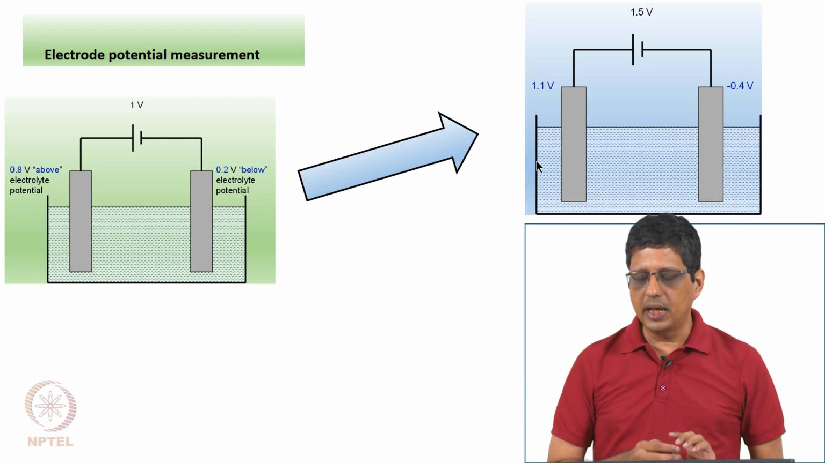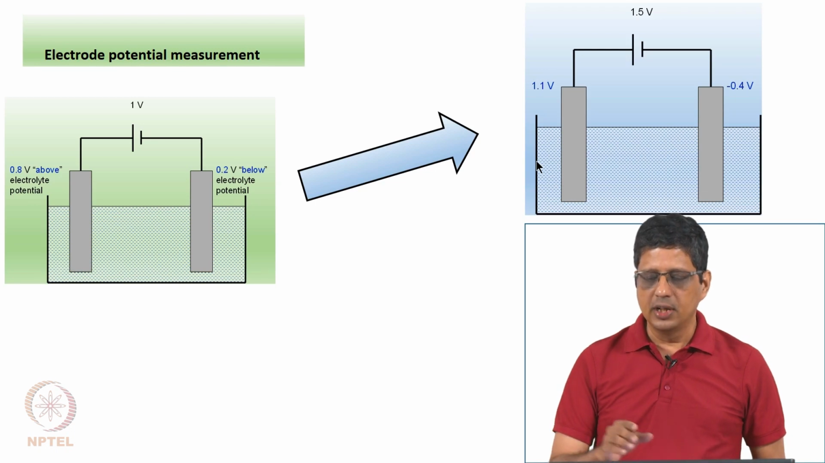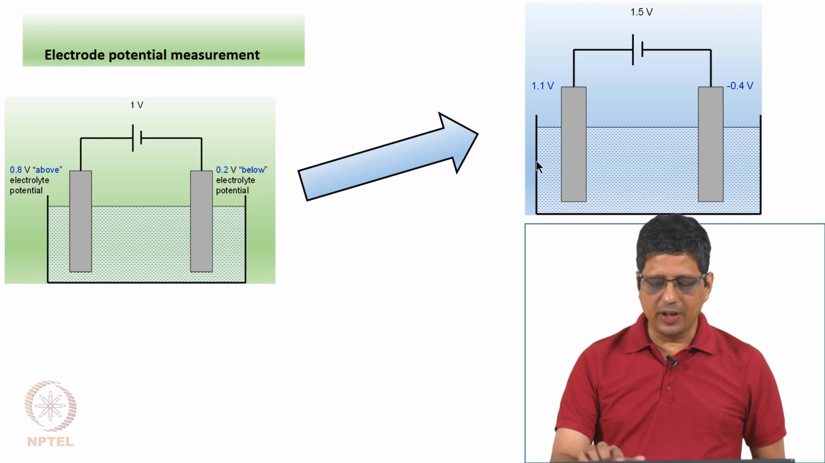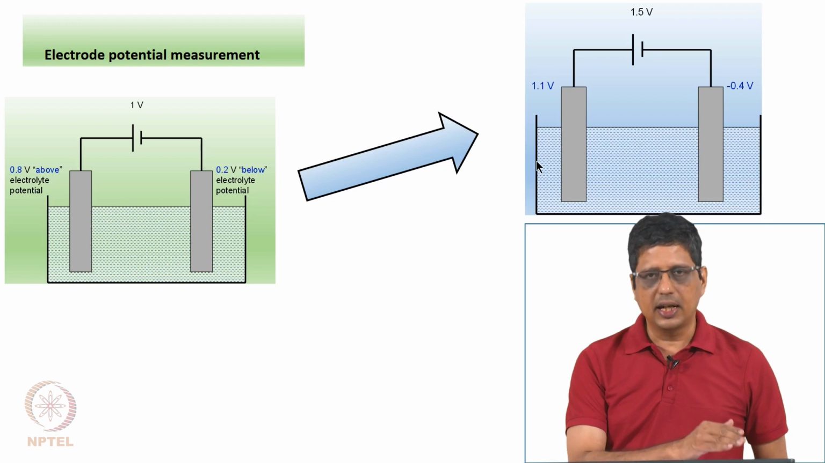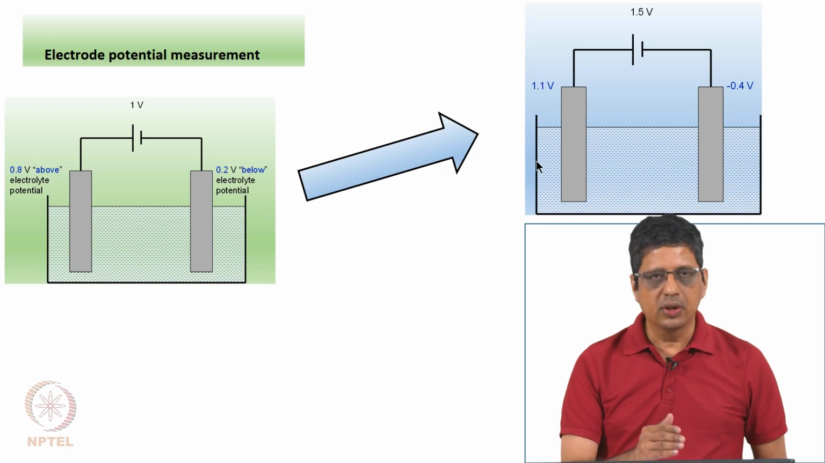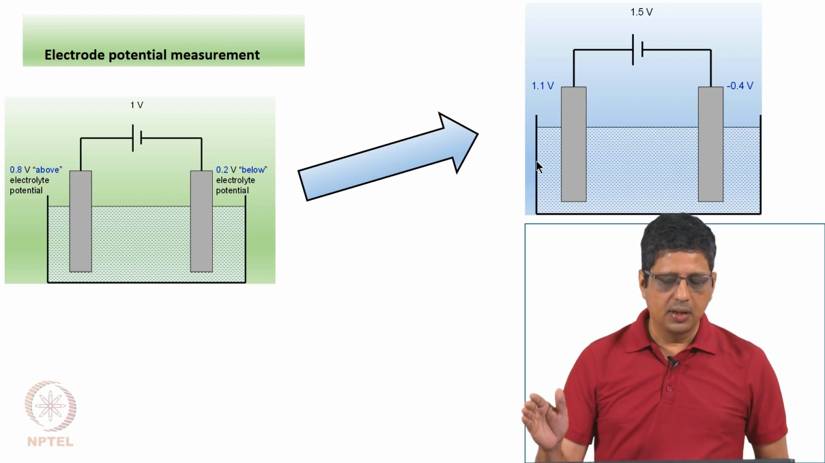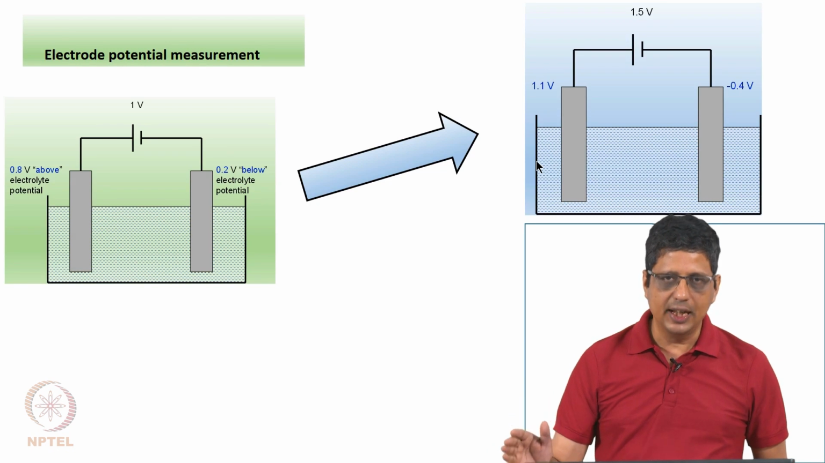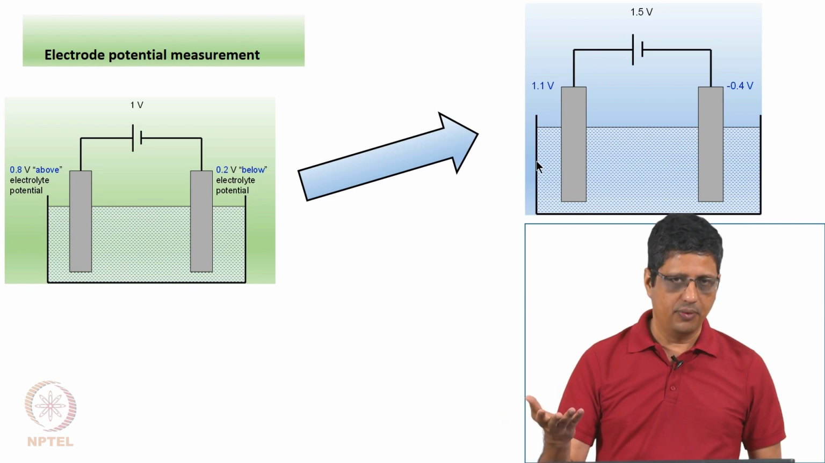It may go like the example given here. If I change from 1 volt to 1.5, the electrode on the left side can increase by 0.3 volts. The potential on the electrode on the left side may go from 0.8 to 1.1, and the potential across the interface for the electrode on the right side may go from minus 0.2 to minus 0.4. That is a possibility.